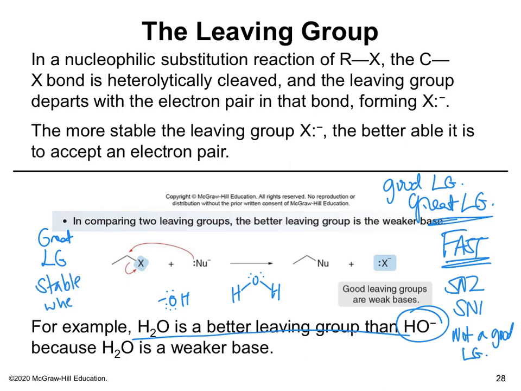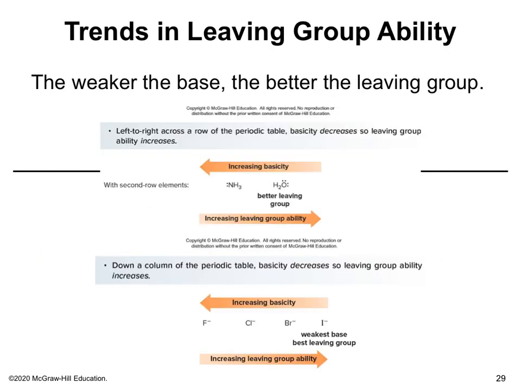Stable when it leaves. It's like, why do people break up in a relationship? If the person feels stable on their own when they leave, they're going to be great leaving groups. Okay? So you can think of these molecules. Water is stable on its own, so it's going to be a better leaving group.